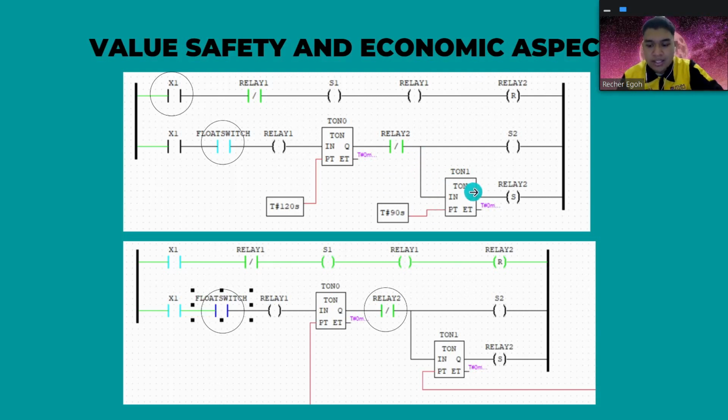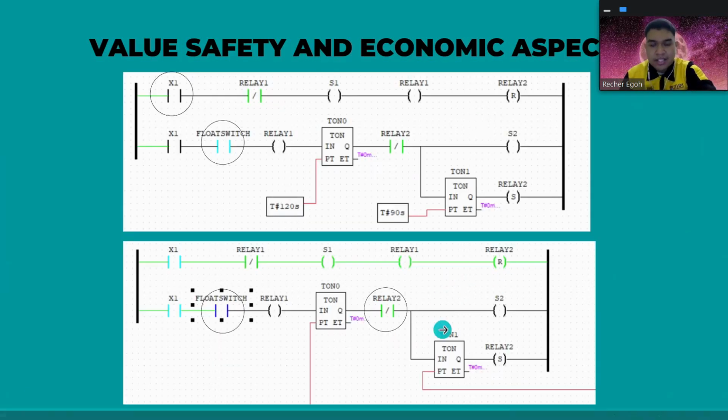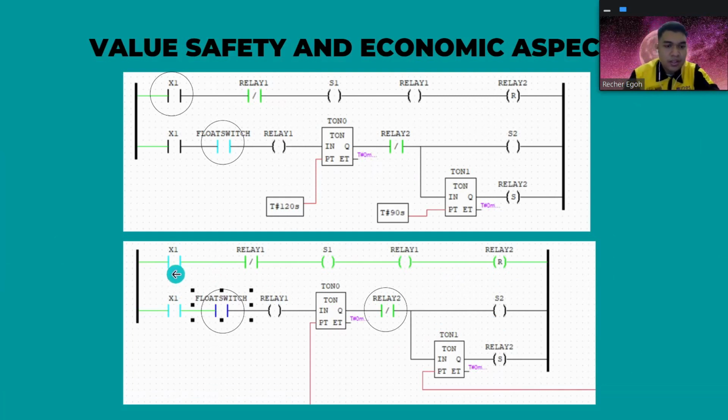After it drains the tank, the tank button on indicates that the system is full, and the tank button will reset after S2 is open, which will make S1 usable. After 90 seconds, it will discharge, and it allows the X1 over here to be used again, so the water can flow into the tank again.